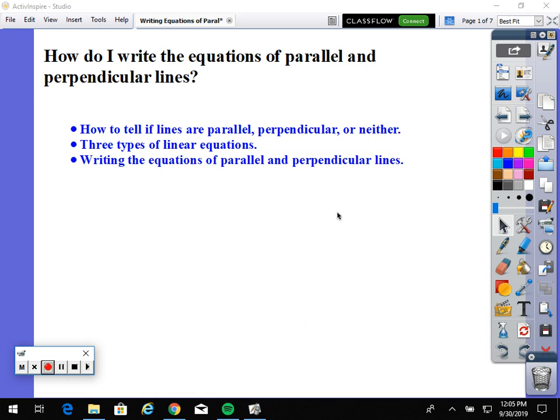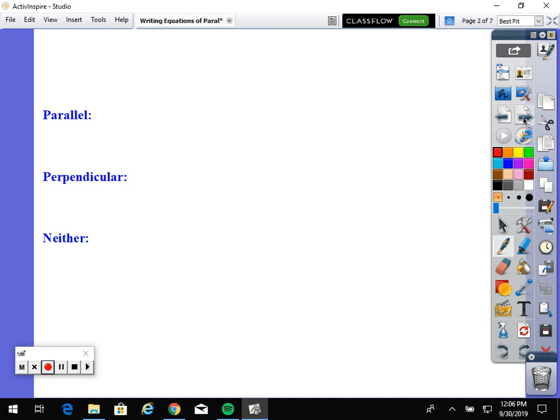Okay, today's video is going to be about how to write the equations of parallel and perpendicular lines. We're going to review how to tell if lines are parallel, perpendicular, or neither, review the three types of linear equations, and then we will write the equations of parallel and perpendicular lines. So those are the three topics and the EQ that you need to have down in your notes. So to start, we're going to review parallel, perpendicular, and neither.